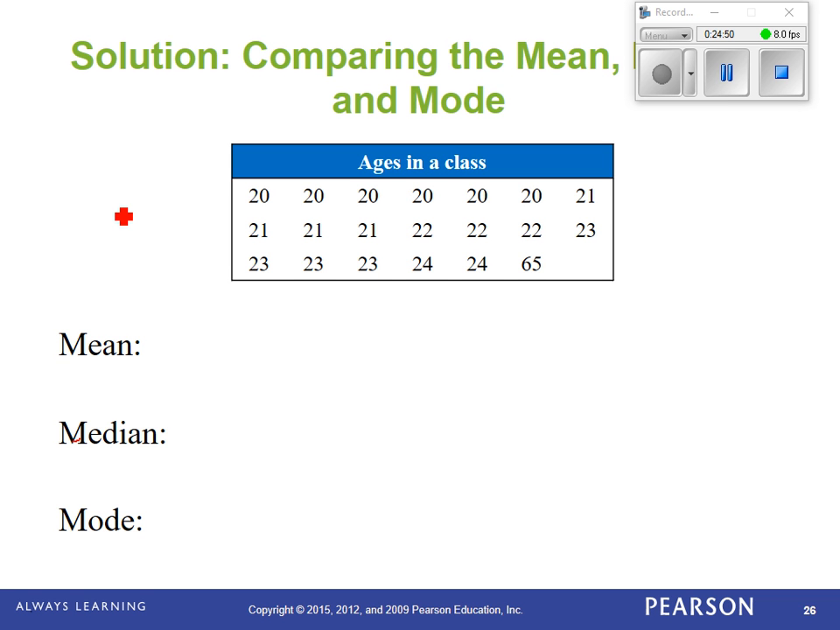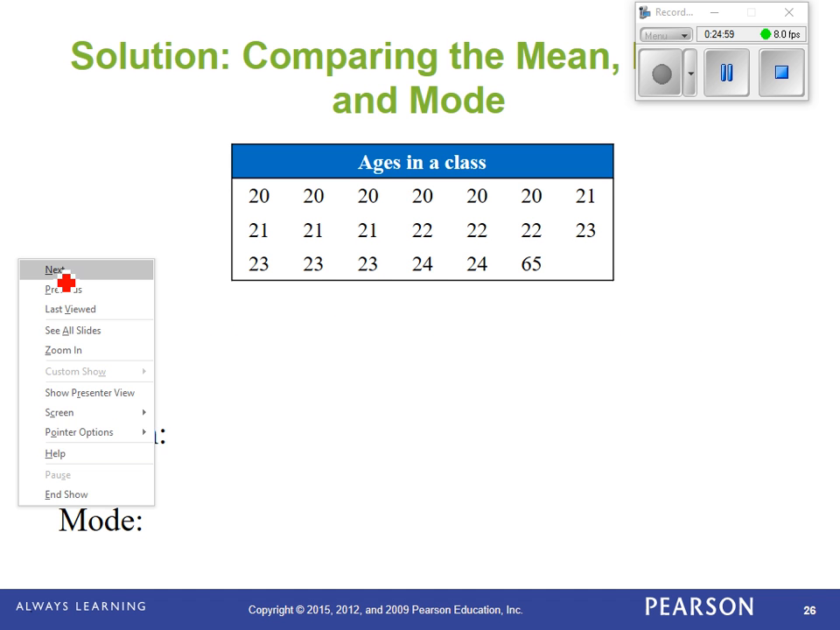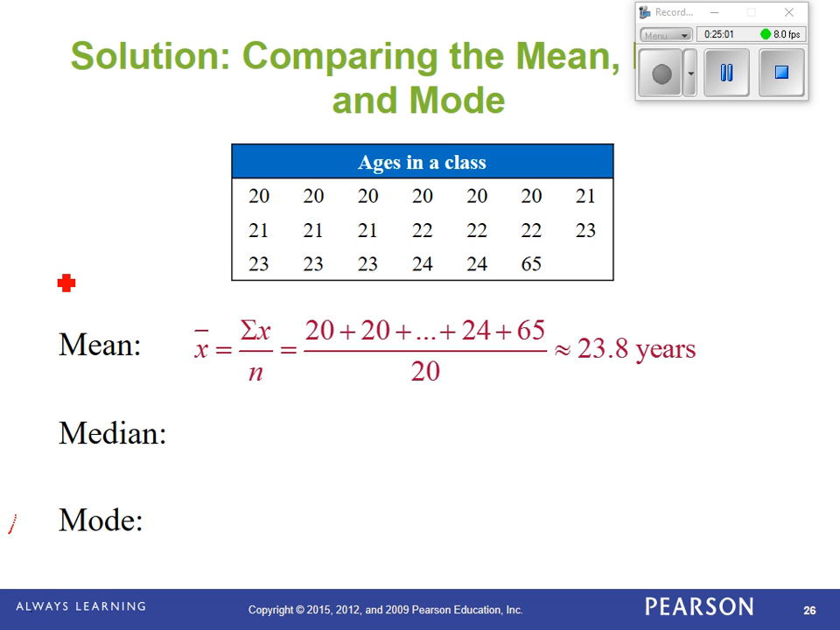So we're trying to find the mean, median, mode of this set of data. I'm just going to go through this real quick. Ages in a class. Hopefully these aren't your ages. We add them all up to find the X bar, so the sample mean, and we get that the sample mean is about 23.8 years.